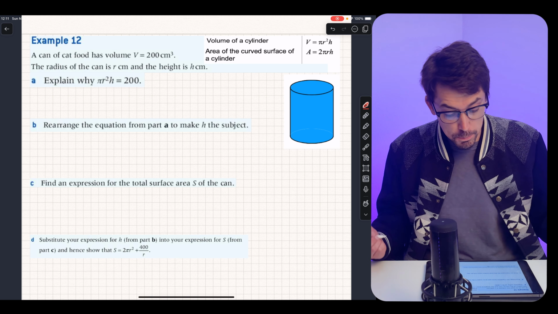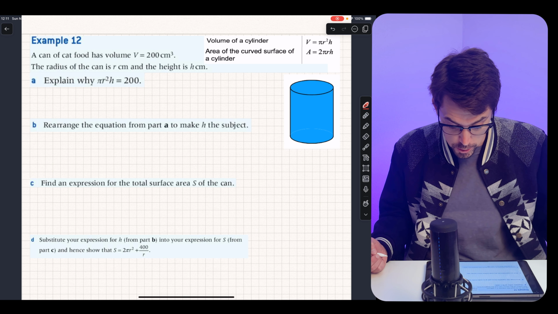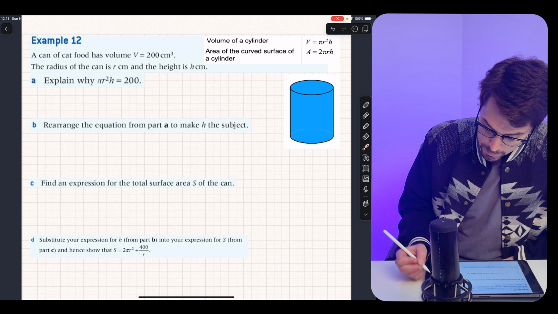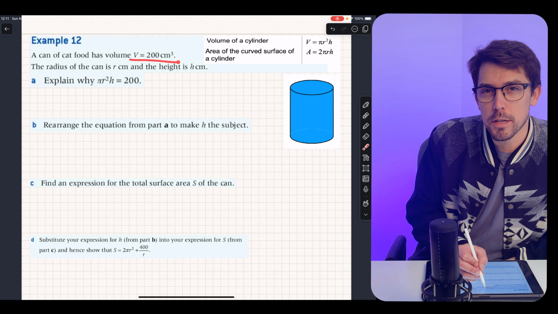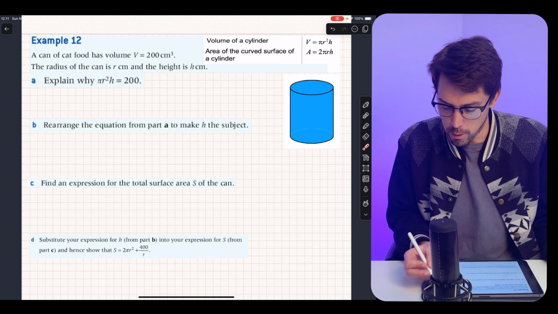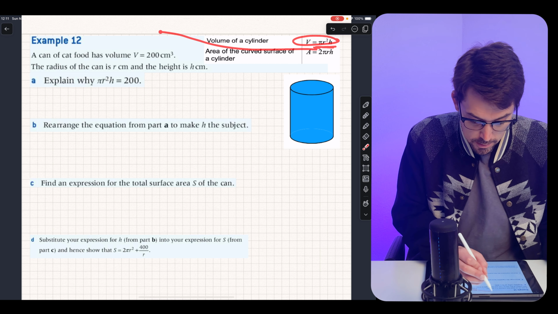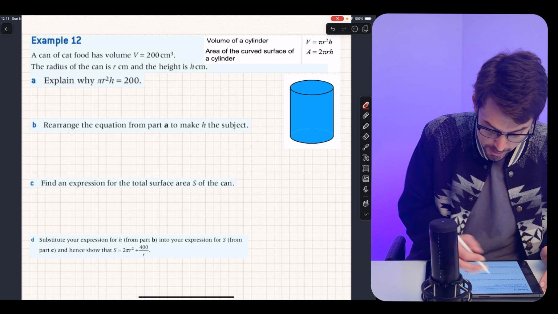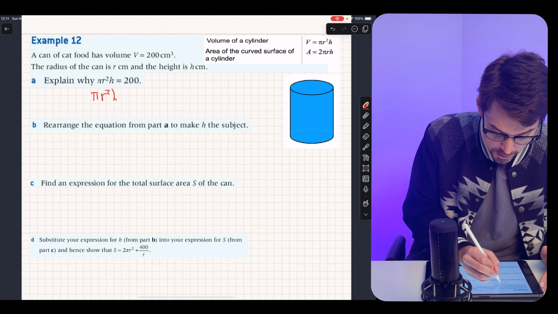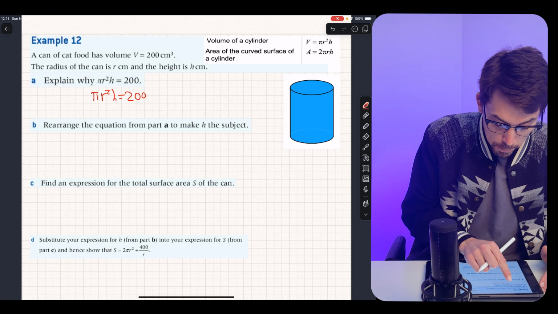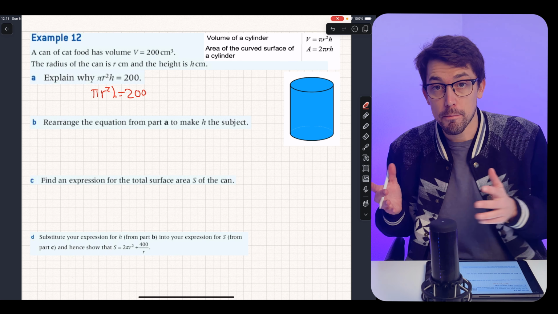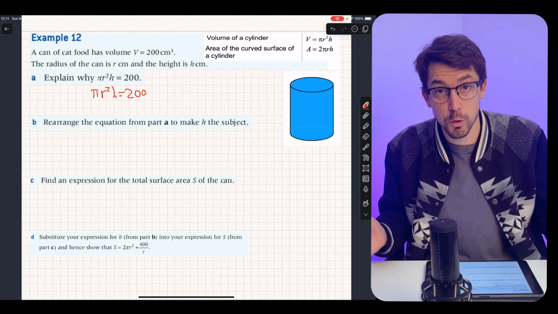Now, let's explain why pi r squared h equals 200. That's simple enough, because I'm given that the volume is 200 cubic centimeters, and the volume formula is pi r squared h. So if I replace V with the formula, I get, indeed, pi r squared h is equal to 200.